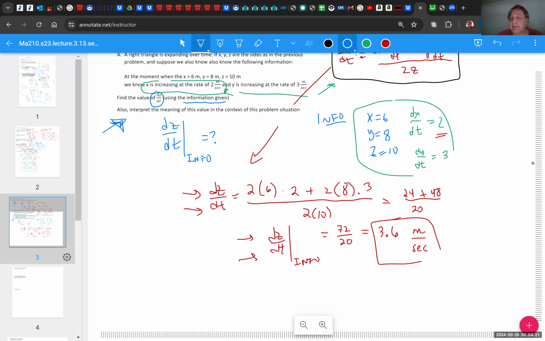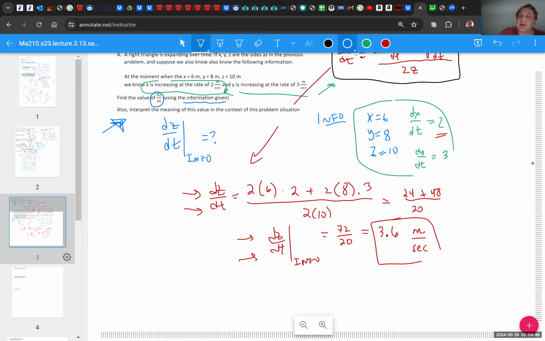What's changing? Well, z is changing, right? Z is changing at this rate of 3.6 meters per second. It's getting bigger or smaller. It's actually getting bigger because it's a positive rate. Positive rates means that the output value, the z value in this case, is getting bigger. A negative rate means that the output value, the z value, would be getting smaller. So this is z is increasing at this particular rate at a particular moment in time.